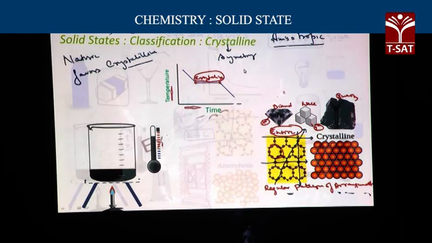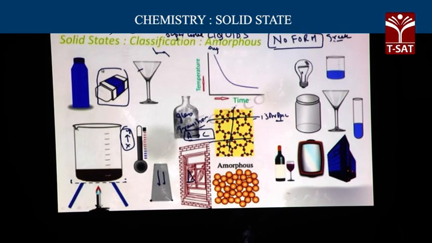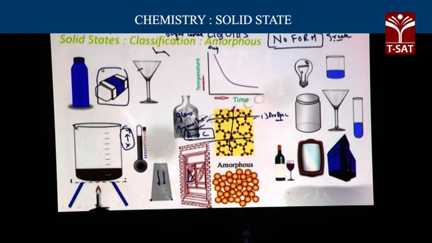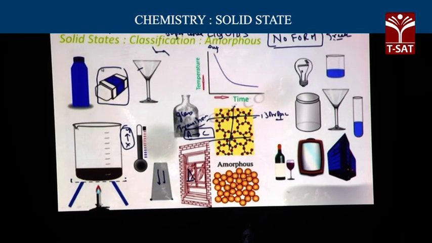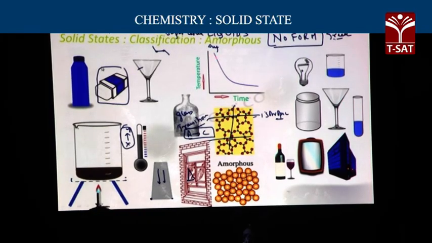If you look at the amorphous forms, amorphous means no form. Rubber, glass, all these are examples of amorphous forms. Amorphous forms have no sharp melting point. They melt over a range of x to y temperatures, and in this temperature versus time graph, while they are cooling, they undergo smooth cooling.